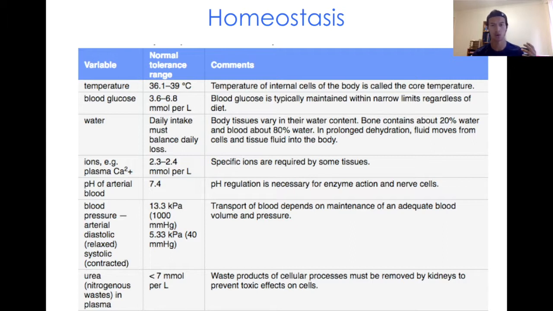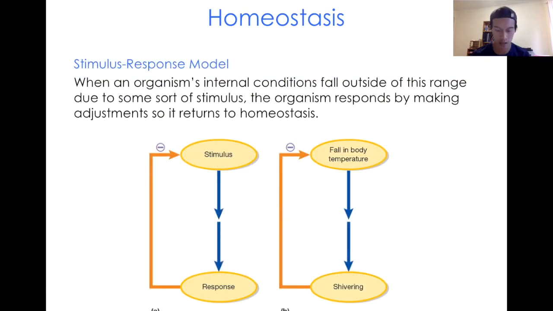Water. Your metabolism happens in water, and therefore you need to have a certain amount of water. Ions such as calcium also sit at about 2.3 to 2.4 millimoles per liter. pH at 7.4. Blood pressure, and also waste in the blood as well. So all of these things are parameters that your body needs to regulate in order to survive. If it falls outside of that range, you're in trouble, and it needs to regulate. So your body needs to be really good at regulating those things.